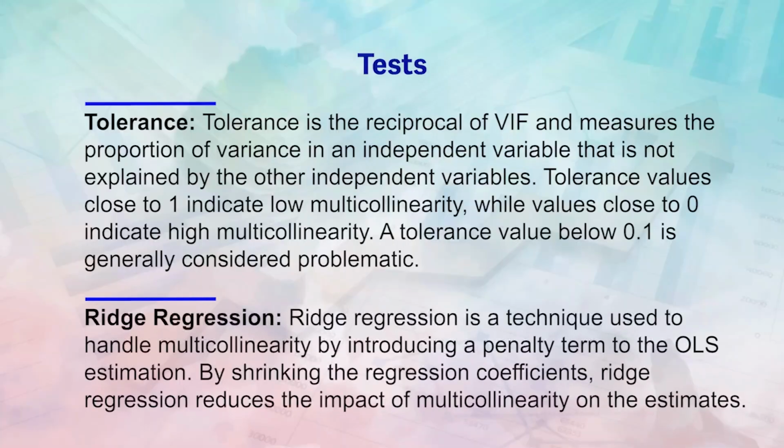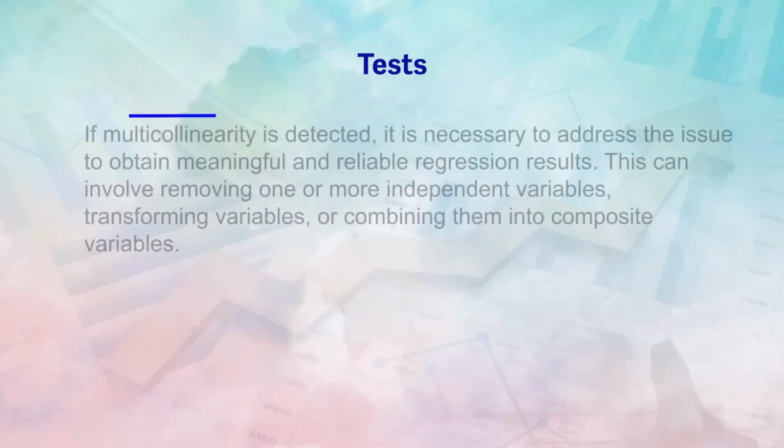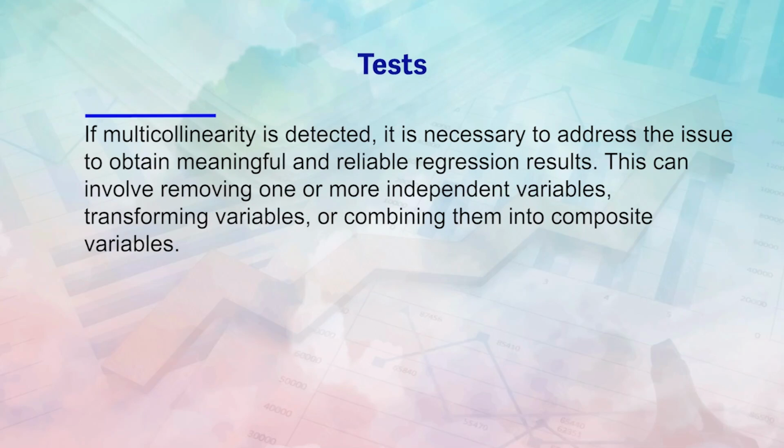Here we introduce a new term and do the regression by shrinking the coefficients, and the problem can be detected using this. But this is more applicable in theory; in practical exercises we go for the correlation matrix, the variance inflation factor, the condition number, and also visual plotting. If multicollinearity is detected, then to obtain meaningful and reliable regression models, we have to remove the variables or combine them into composite variables.